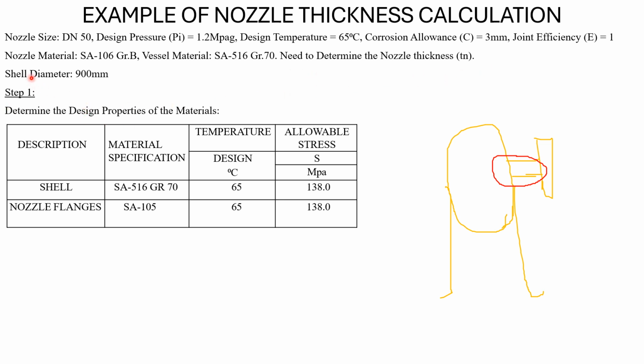Shell internal diameter is 900 mm. Before the first step of the calculation, always determine the design properties of the material for SA106 grade B and SA516 grade 70. For shell SA516 grade 70, at design temperature 65 degrees centigrade, allowable stress is 138 megapascal. For nozzle and flange it is the same, 138 megapascal. This is the first step to determine the property, and for this you go to ASME Section II Part D, to the particular table of these two materials, and as per temperature you determine the allowable stress value.